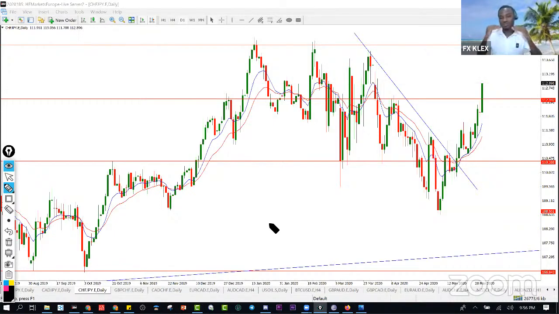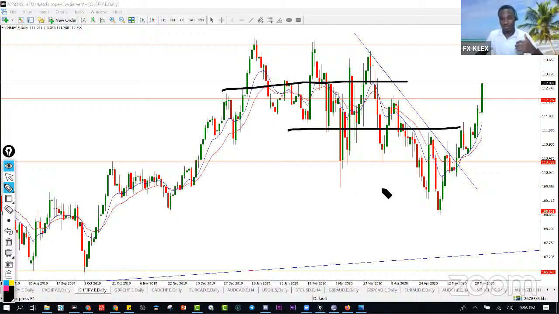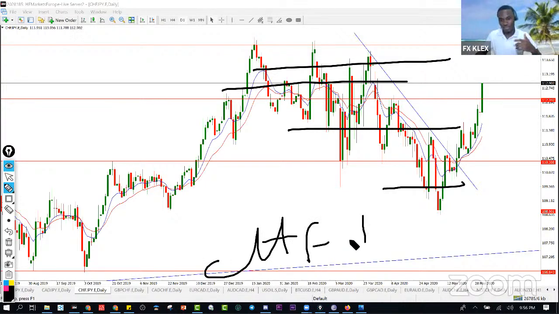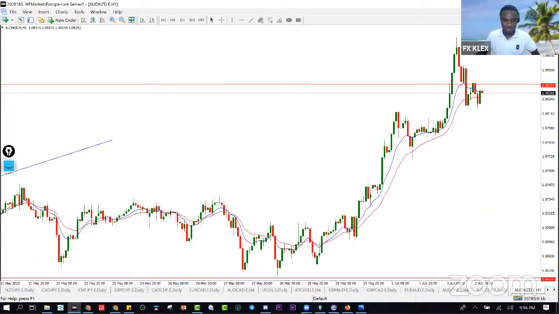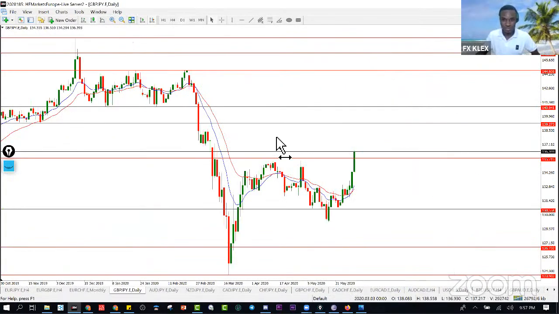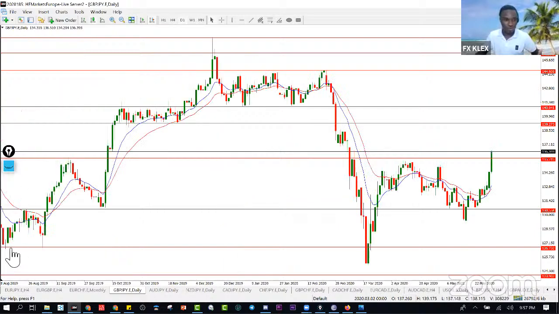So make sure whenever you want to construct your key level structure, you figure out a healthy, trendy market. You can see right here on the chart of the Swiss franc against the Japanese yen, we can't compare the trend we have here with the trend we have on the British pound sterling against the Japanese yen. I'm going to move right now to the British pound against the Japanese yen. Now you can see the market we have right here is a very healthy, well-trending market.